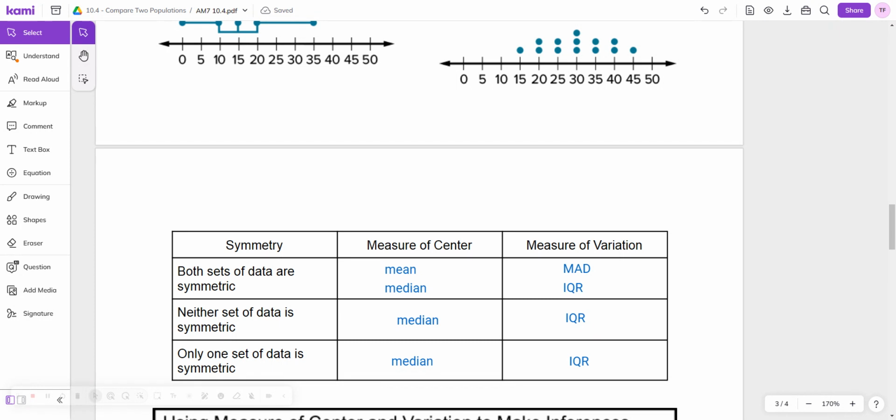If neither set of the data is symmetric, no matter if it's a box plot or a dot plot, we're going to use median and IQR. And if only one set of the data is symmetric, same thing. No matter whether you're using a box plot or dot plot, we're going to use median and IQR.